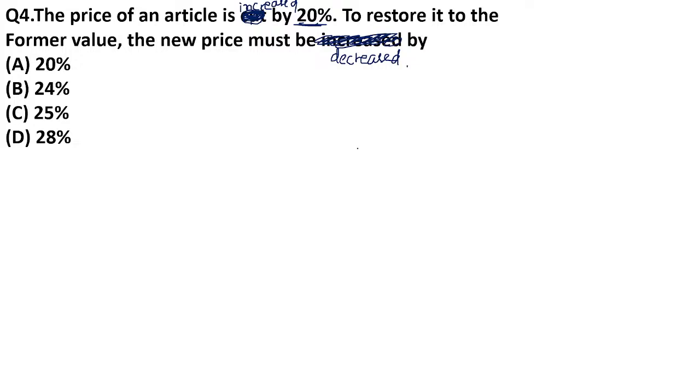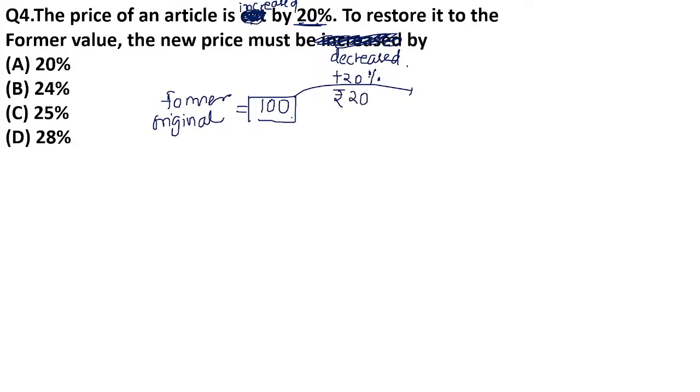What is given here? Price of article has been increased by 20%. Let the former price or the original price be 100 rupees. Okay. Now, we have increased this 100 rupees by 20%. So, we are increasing the value by 20%. 20% of what? 20% of 100. What is 20% of 100? 20 rupees. So, we are increasing the 100 by 20 rupees. It means what will be the new price? New price or the later price will be 120 rupees.